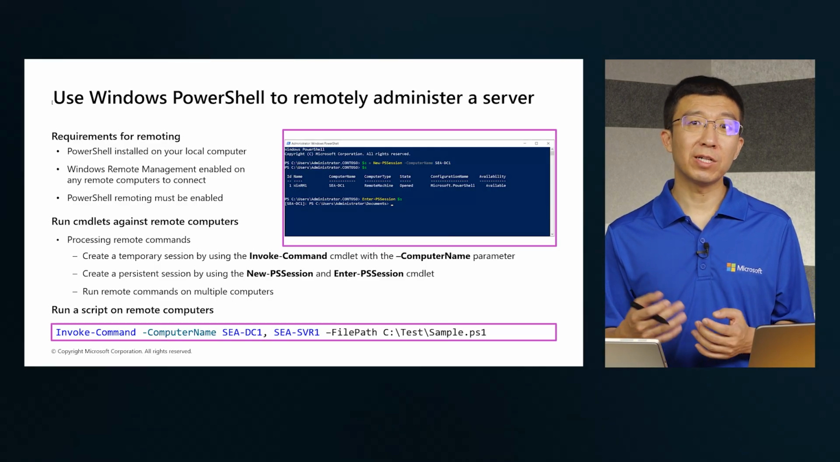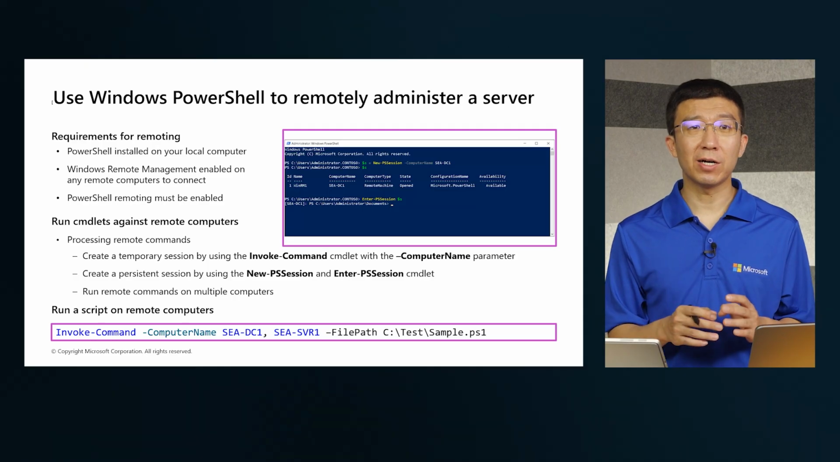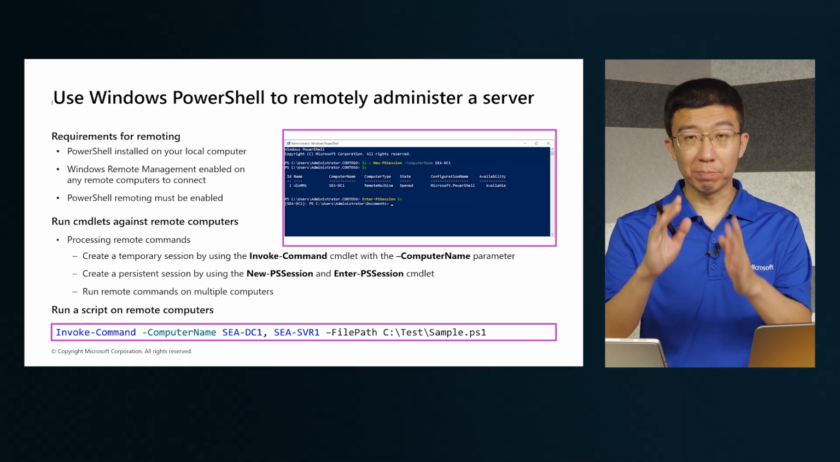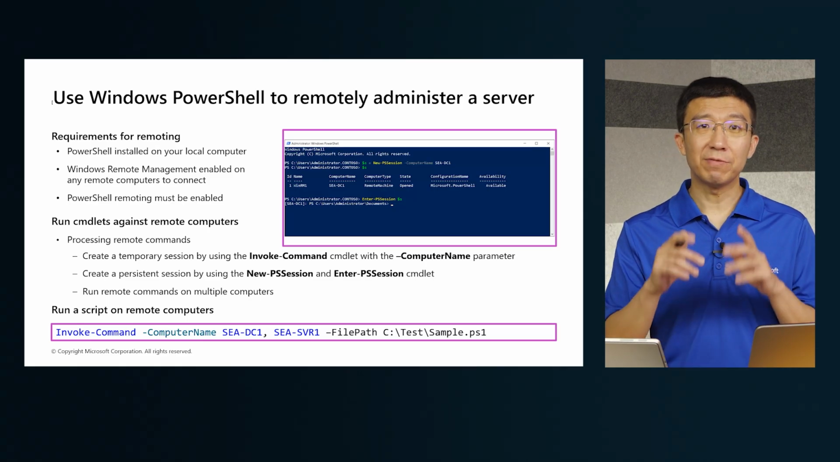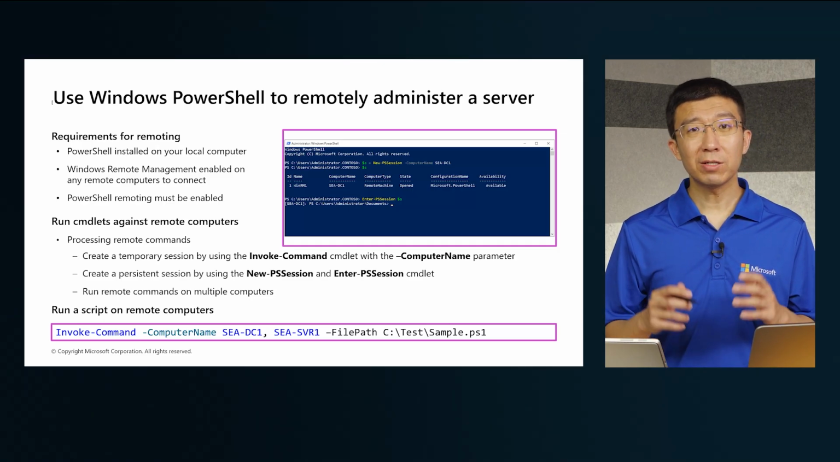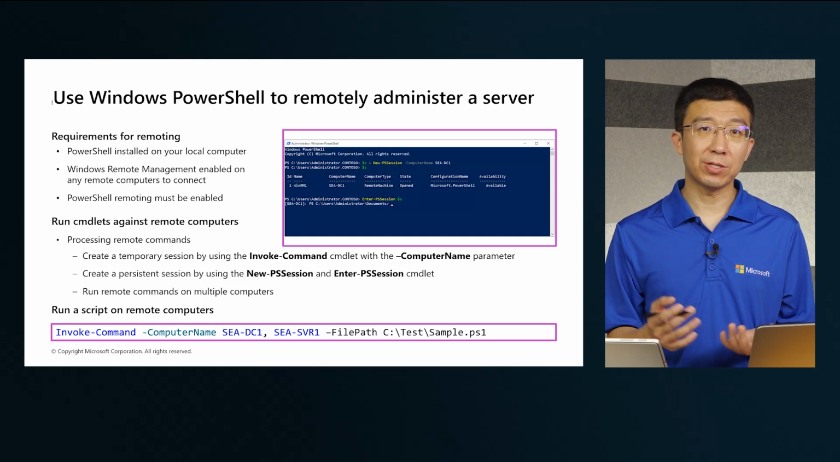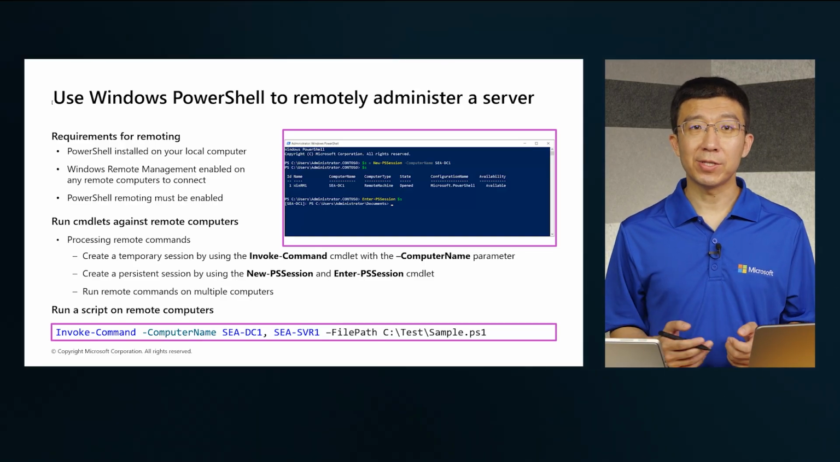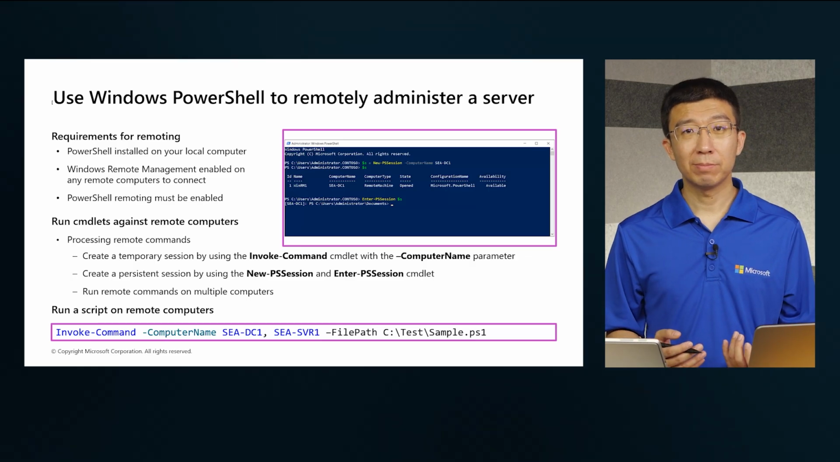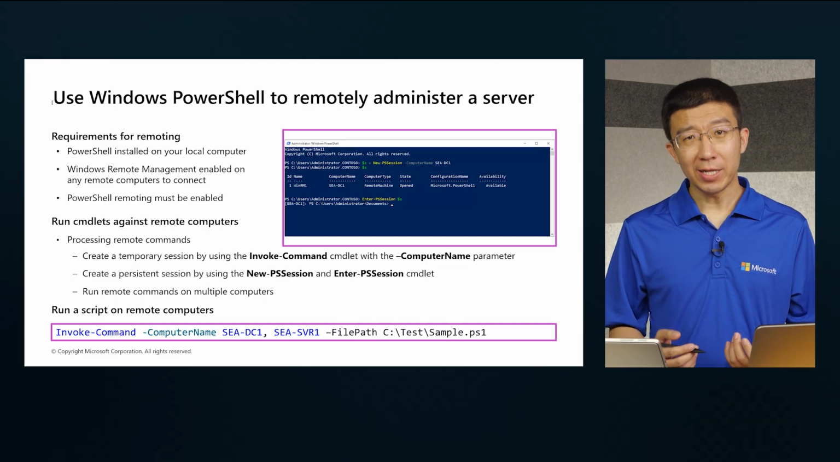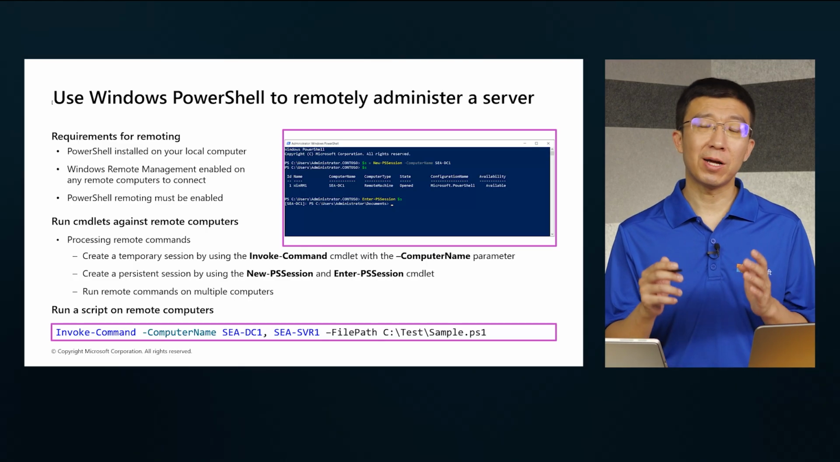To use PowerShell for remote administration, ensure PowerShell is installed on your local computer and Windows Remote Management, WinRM, is enabled on remote servers. Use Invoke-Command to run scripts on remote computers. For interactive sessions, use Enter-PSSession and exit with Exit-PSSession. You can run commands on multiple computers at once, making it easy to manage large environments. PowerShell remoting streamlines administration, reduces manual effort, and helps maintain consistency across your servers.